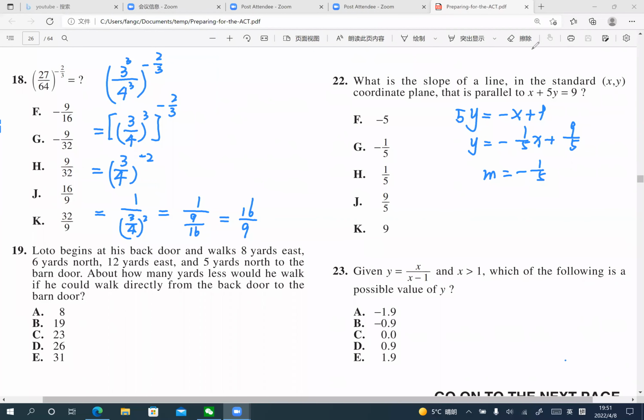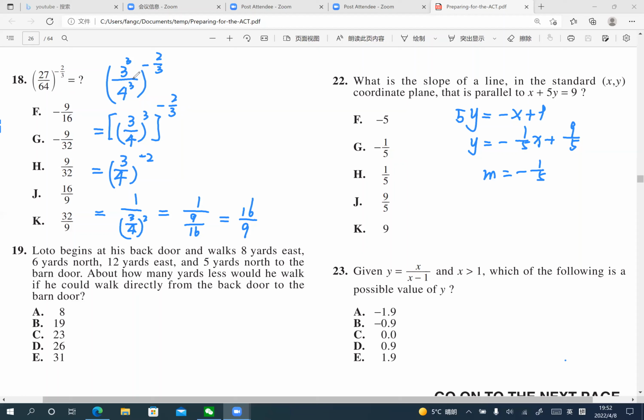Question 18. 27 over 64 to the power of negative 2/3 equals... First, 27 equals 3 to the power of 3, so we rewrite 27 as 3 cubed. 64 equals 4 cubed, so we rewrite 64 as 4 cubed.